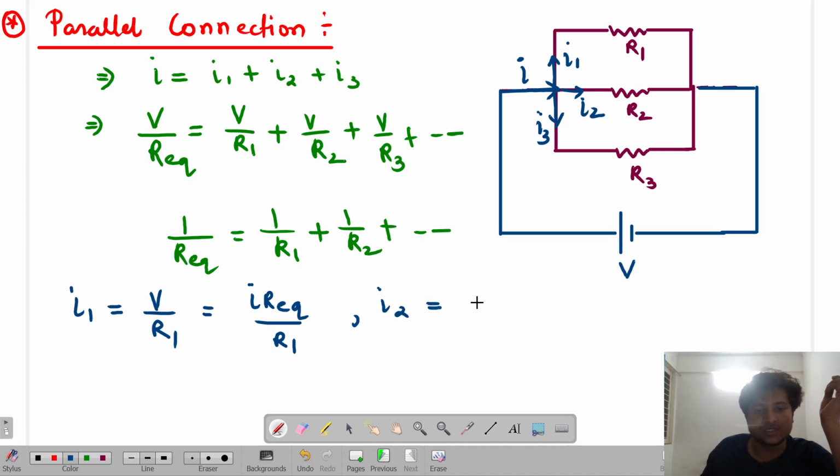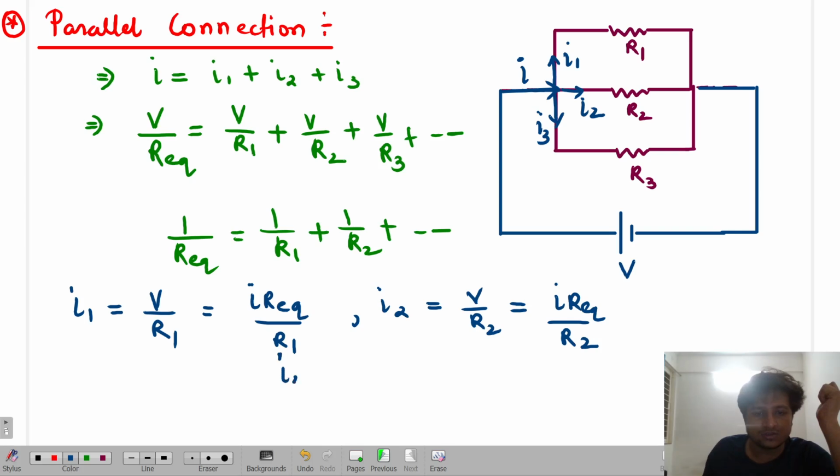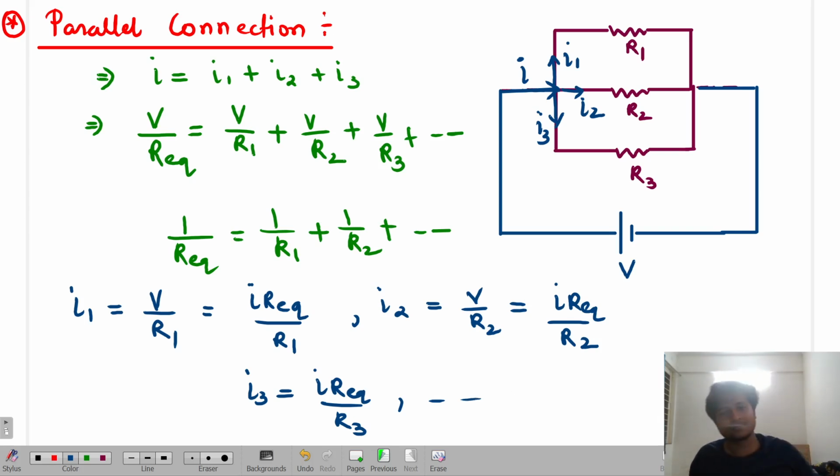Similarly, I2 will be written as what? V by R2 or I into R equivalent by R2. I is usually known to us. R equivalent is usually known to us. So I can find I1, I2, I3 in any circuit by the easiest way. Like I2 is this much. I3 is similarly the same thing. If they are all in parallel combination, I3 is net current I into R equivalent divided by how much? R3, and so on. Are you able to get me or not?